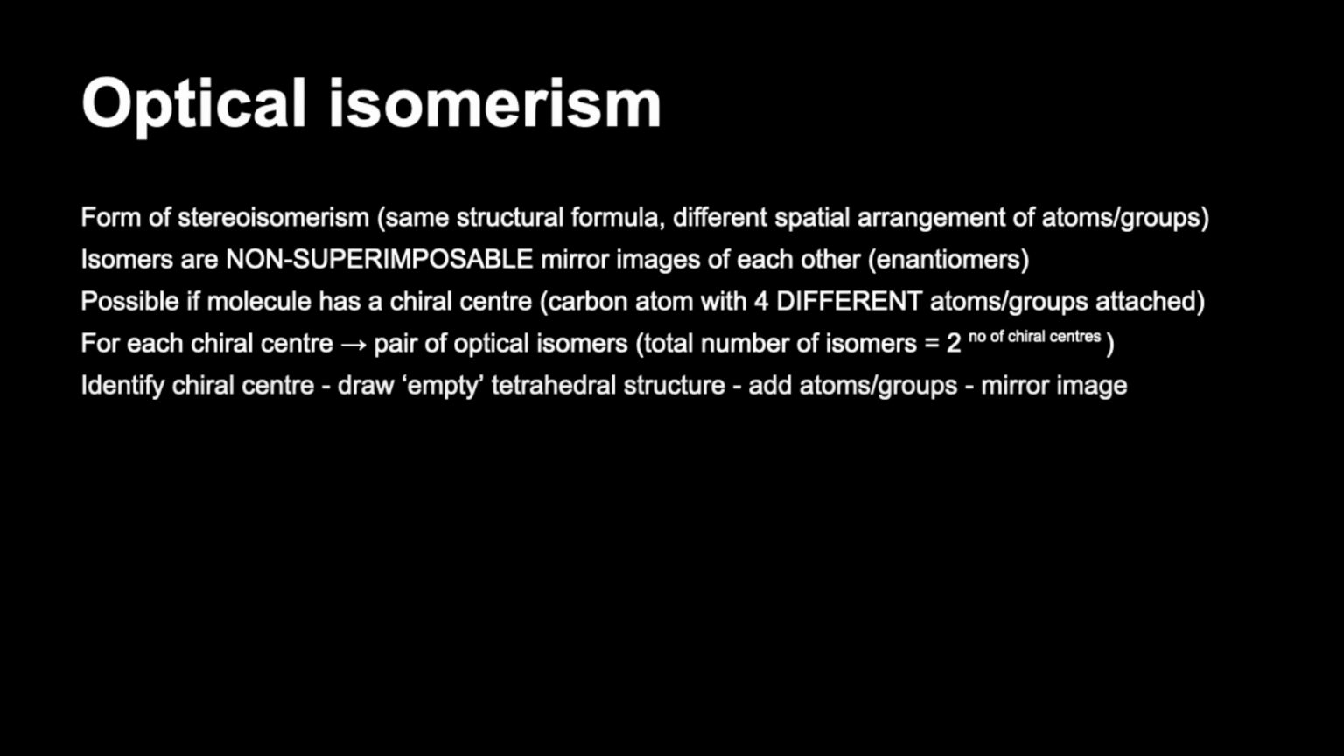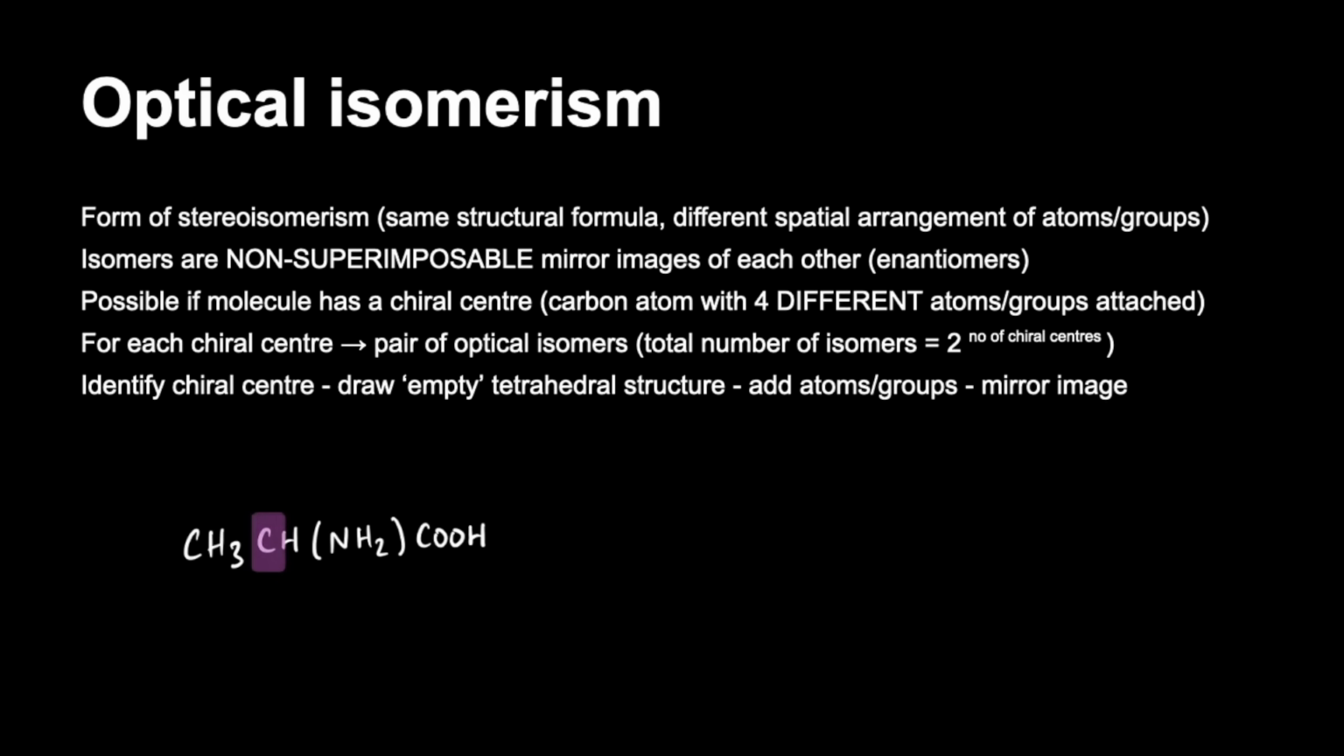So we'll have a quick look now at how you draw optical isomers. So the first thing you do is identify the chiral center. I'll show you all this in a second. You then draw what I call an empty tetrahedral structure. You add your atoms or groups, and then you do the mirror image of what you've drawn. So there's a structural formula. So we identify the chiral center.